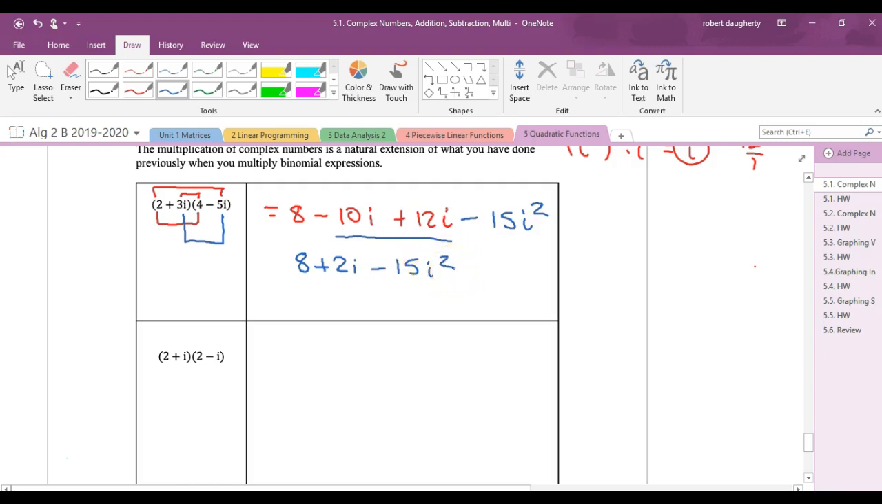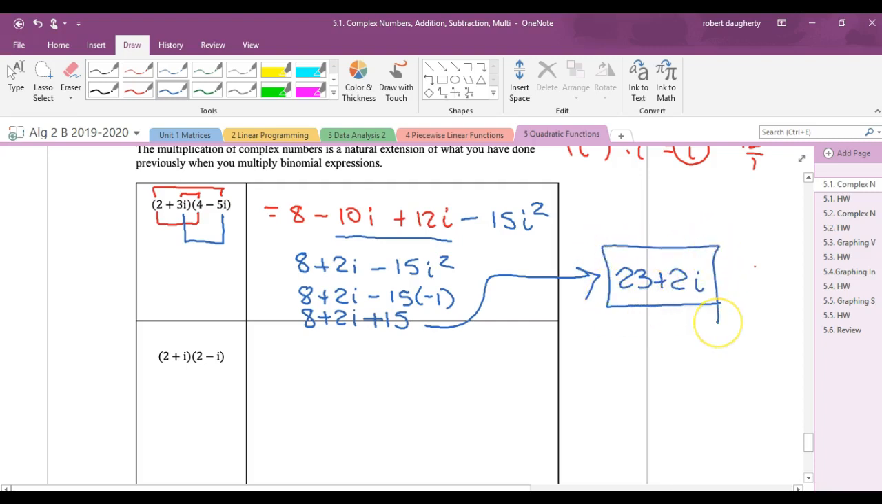Anytime you see i squared, bells should go off in your head. What kind of number is i squared? Negative 1. Okay. So this is 8 plus 2i minus 15 times negative 1. What's negative 15 times negative 1? So this is 8 plus 2i plus 15. So what is that? 23 plus 2i. And there we go.